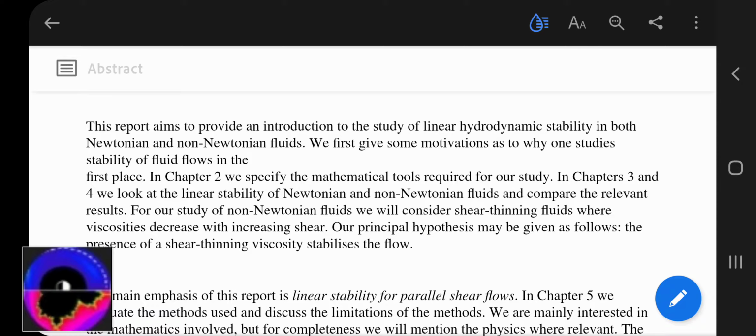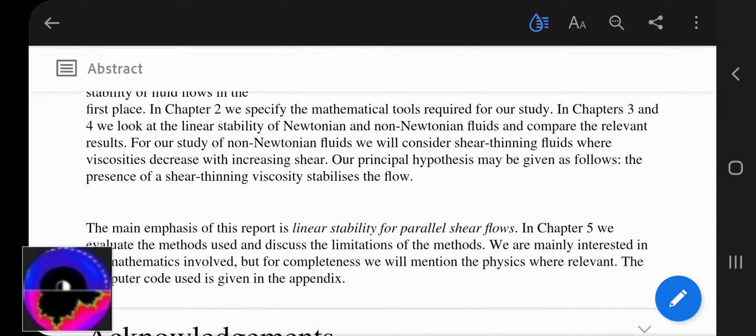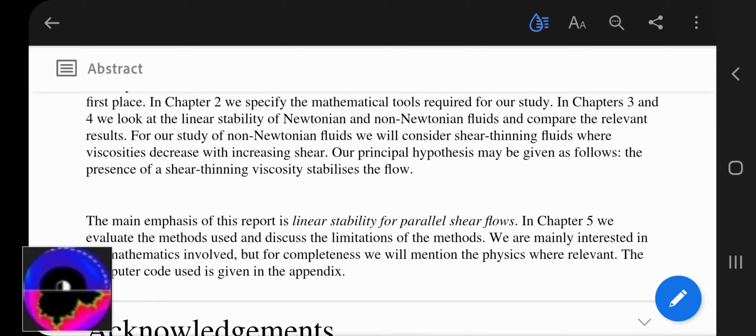In Chapter 2, we specify the mathematical tools required for our study. In Chapter 3 and 4, we look at the linear stability of Newtonian and non-Newtonian fluids and compare the relevant results. For our study of non-Newtonian fluids, we will consider shear thinning fluids where viscosities decrease with increasing shear. Our principal hypothesis may be given as follows. The presence of a shear thinning viscosity stabilizes the flow.